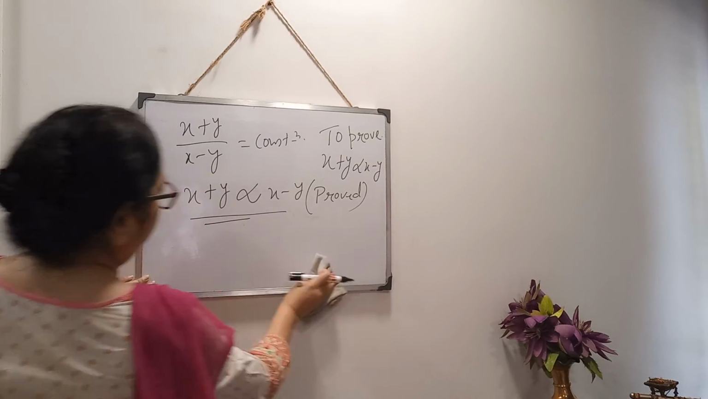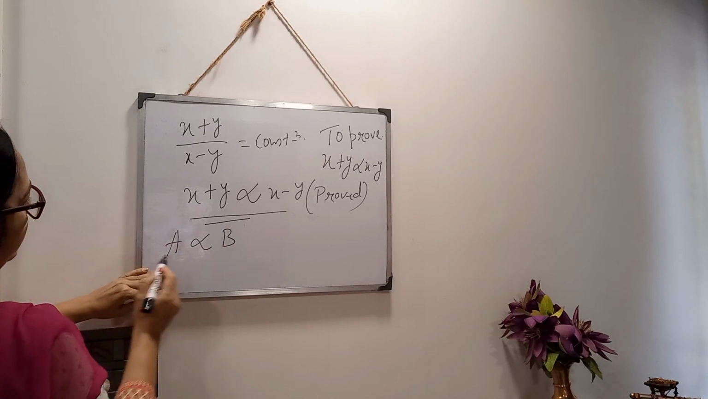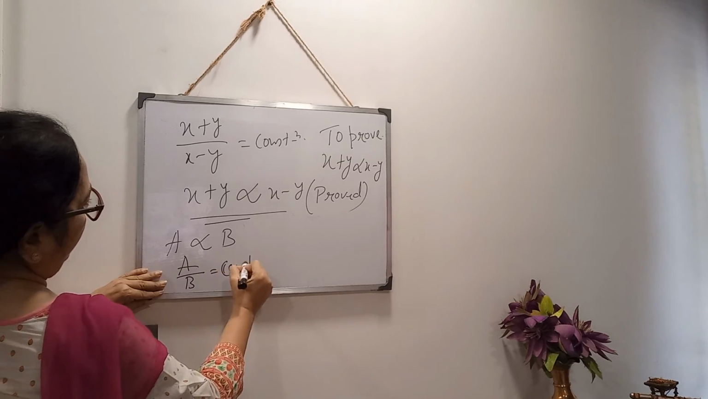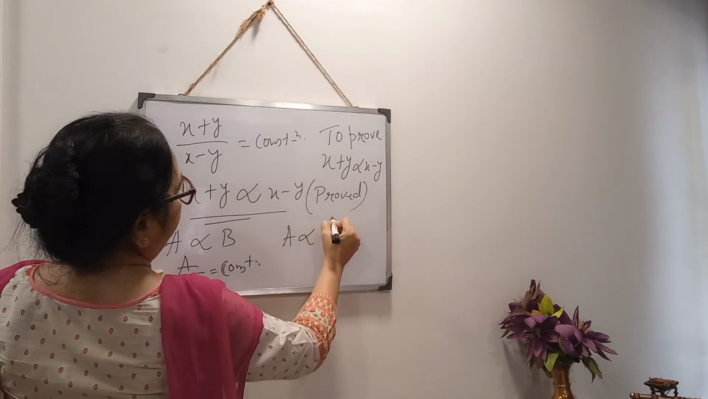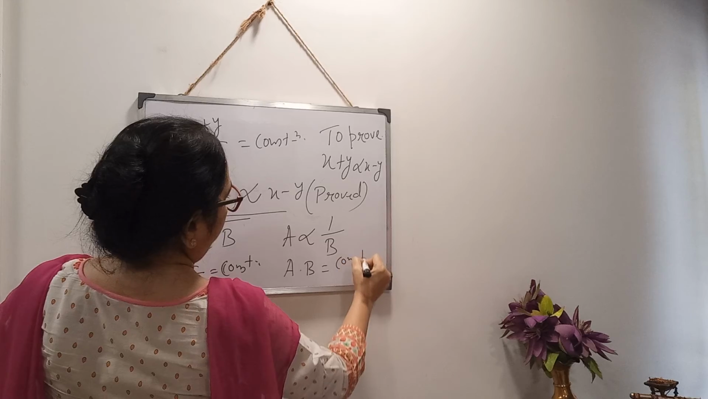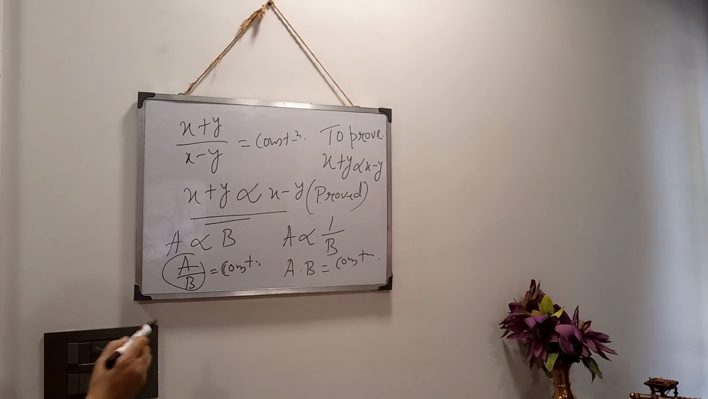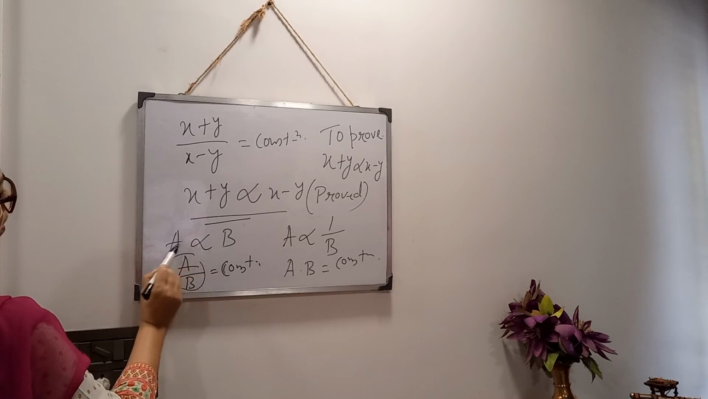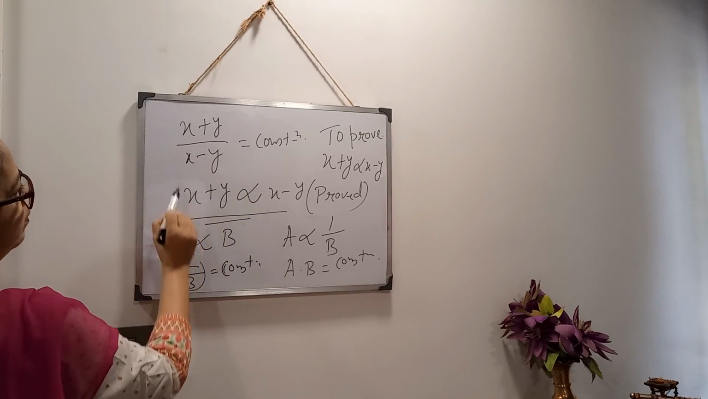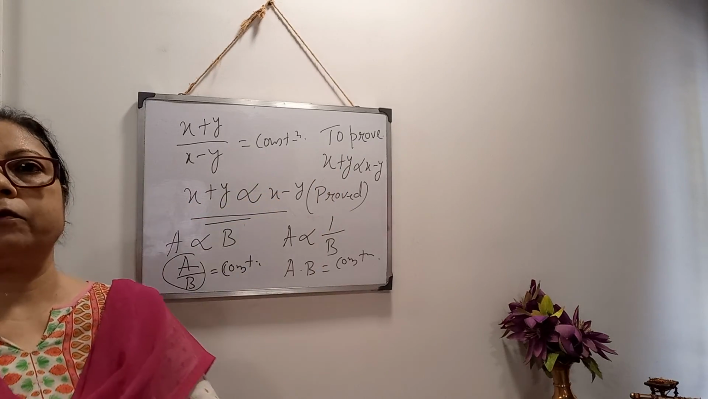So you will keep it in mind that when two variables are directly related, then a by b is constant, and when they are indirectly related, then the product of them is constant. Clear? So if in any problem you get a by b equals constant, then you can write that a is directly related to b. So from here we have got this by this equals constant. So x plus y is directly related to x minus y, that you had to prove. We have proved. Now next one you will get next week.